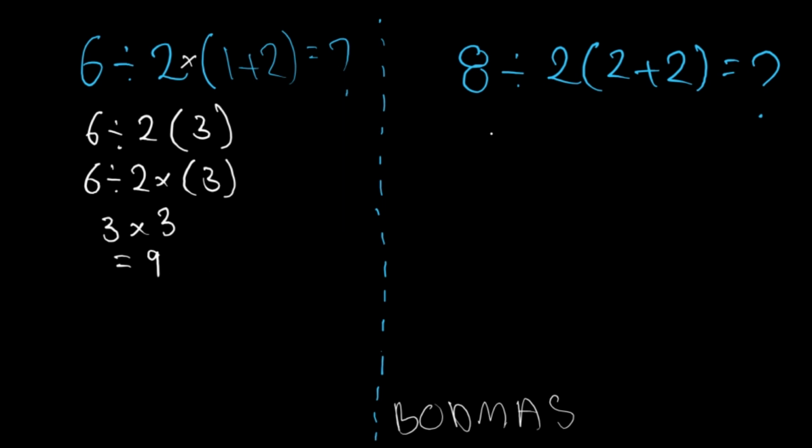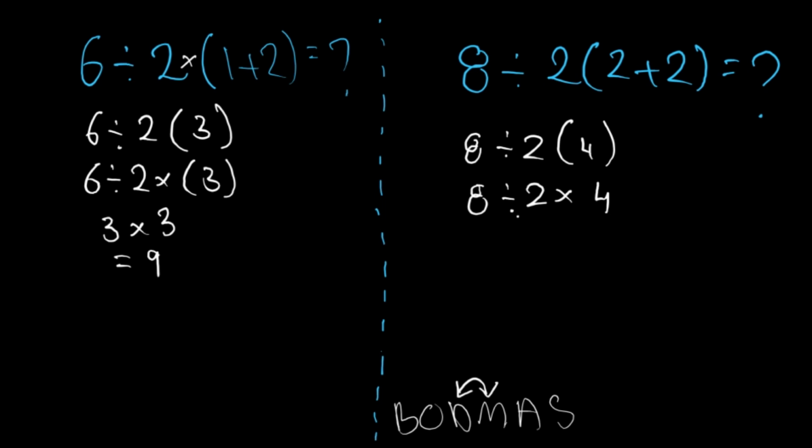Moving on, same thing. 8 divided by 2 times bracket 2 plus 2. Complete the brackets first. 2 plus 2 is 4. And then 8 divided by 2 times 4. You go from left to right. Since it's division and multiplication, you can swap them around and still go left to right. So 8 divided by 2 is 4. Then times 4, which equals 16.